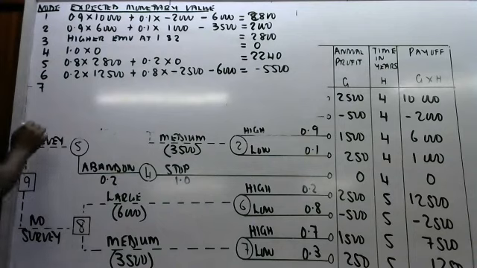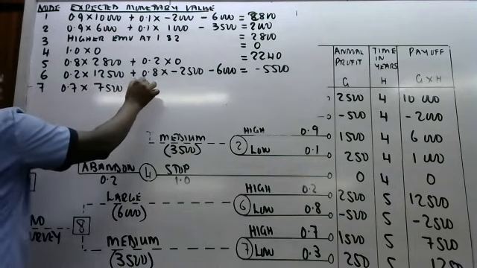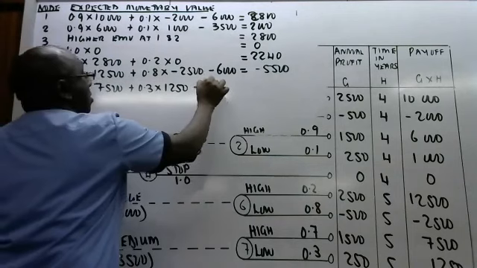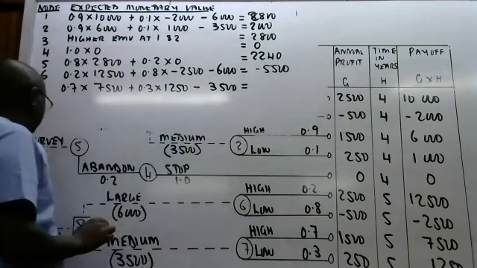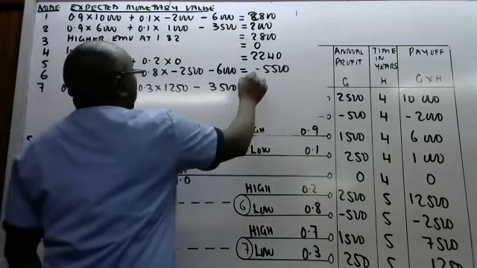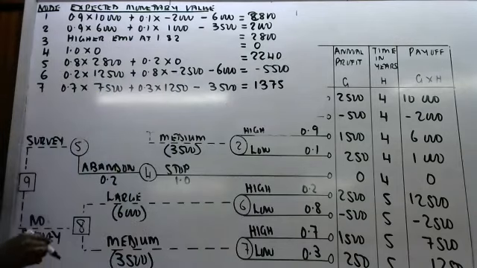Number 7. The lines going out are complete. So it's 0.7 times 7,500 plus 0.3 times 1,250. Minus the costs in a year for that, 500. 13.75 positive. Okay. So we go to number 8. Is it agreed?